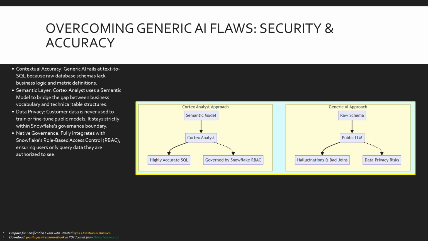This comparison diagram perfectly illustrates the Cortex advantage. In the top track, the generic AI approach feeds a raw database schema to a public LLM. Without business context, this leads to hallucinations, bad joins, and severe data privacy risks. Conversely, the bottom track shows the Cortex Analyst approach. By feeding a curated semantic model into the Cortex Analyst engine, we generate highly accurate SQL. More importantly, the entire execution is governed by Snowflake RBAC, transforming a risky AI experiment into a secure, enterprise-grade analytics tool.